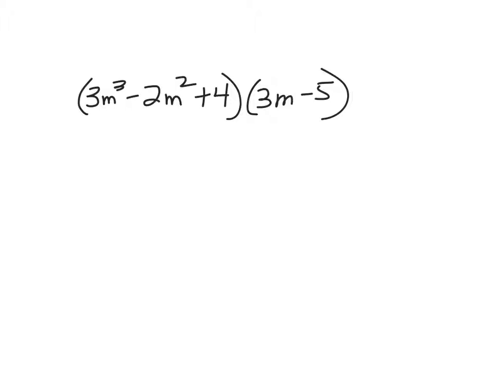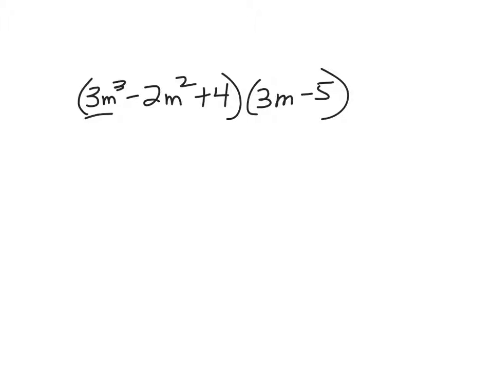I'm going to pause. That was to multiply polynomials, multiply every term in the first parenthesis through the second one. So we're going to take the 3m cubed through 3m minus 5. We're going to take negative 2m squared through 3m minus 5. And we're going to take 4 through 3m minus 5. Now if you're ahead of us, that's fine. Go ahead. Let the rest of us catch up to you. So here we go.